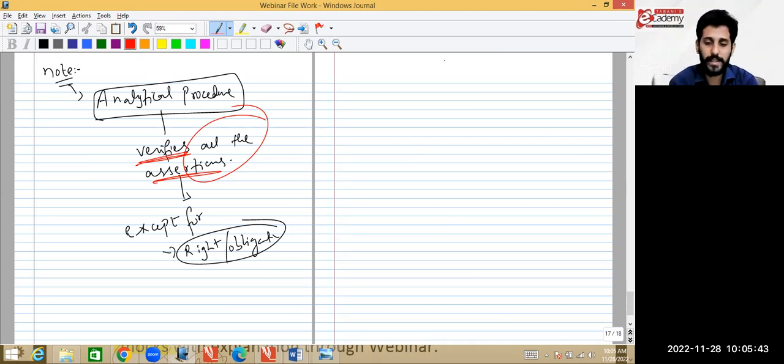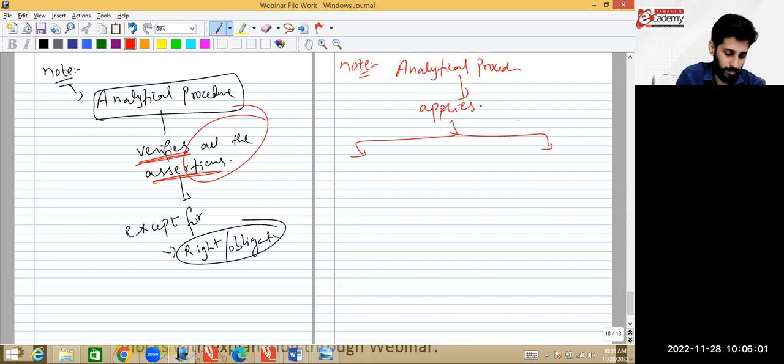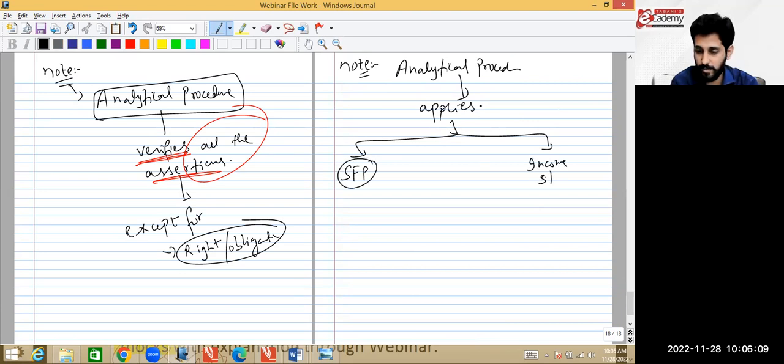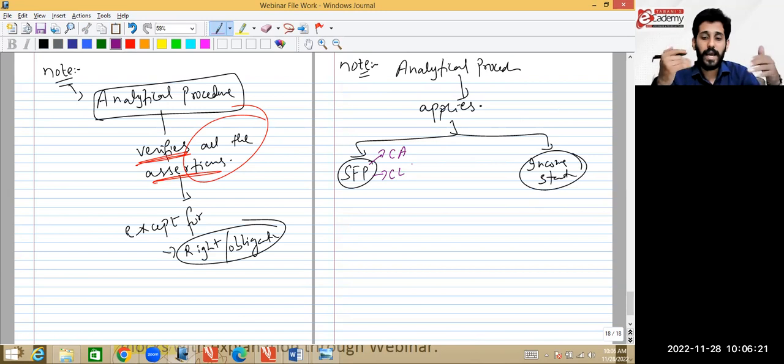Okay. Now, how to apply the things? Point to be noted is that analytical procedure is applied on balance sheet items and income statement items, SFP and income statement, and not on all the heads. In SFP, you will have to apply it on current assets and current liabilities, not non-current. Analytical procedures are applied on the regular items.